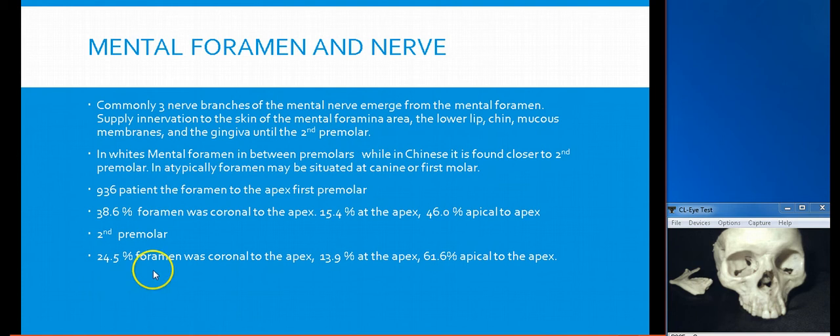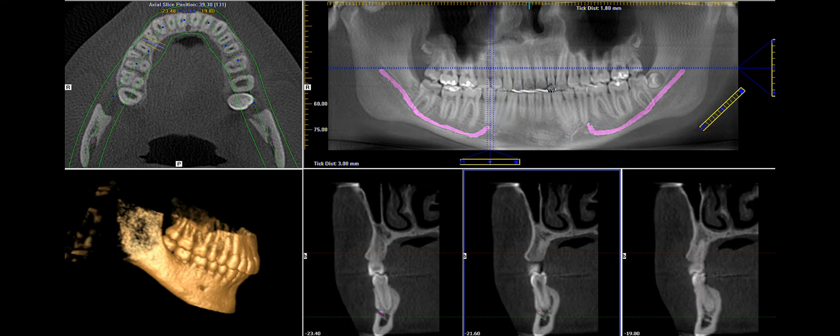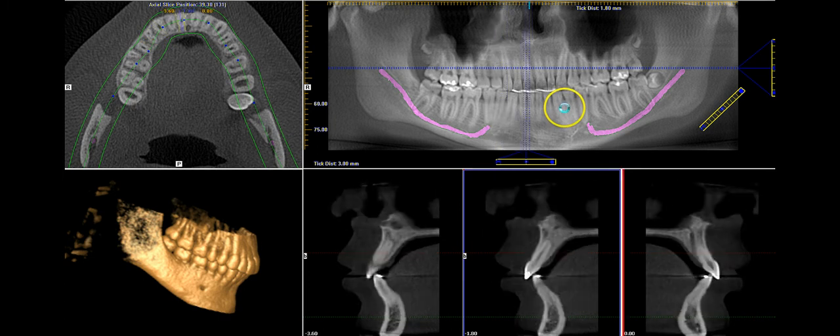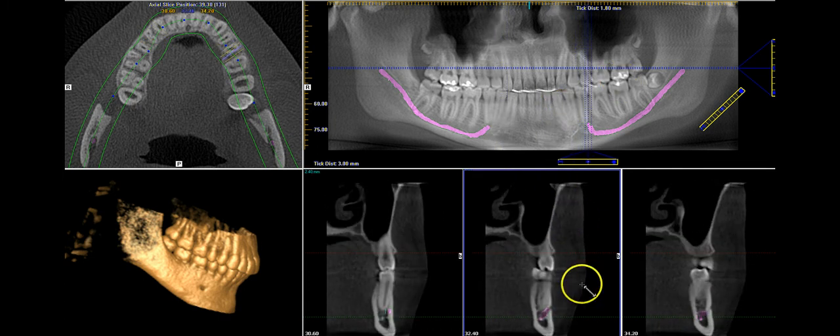So let me pull up a CT scan. Here we're going to take a look at the mental foramen, and you can see on the right side it's pretty much at the apex of the second premolar. On the other side, it's a little below, because it opens up here, and you can see the root comes down about a couple of millimeters below the apex.